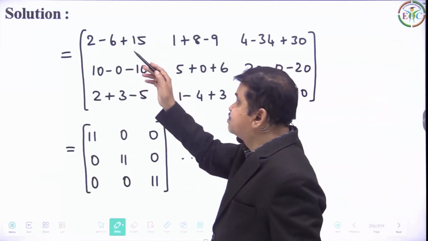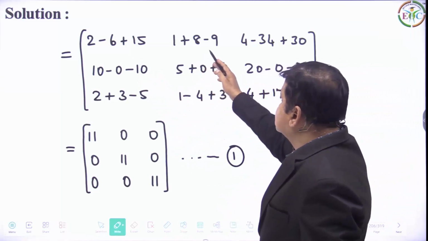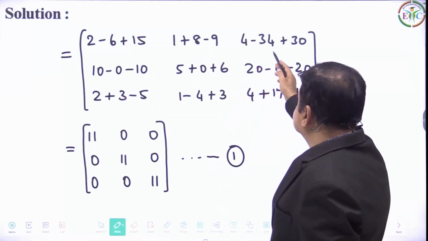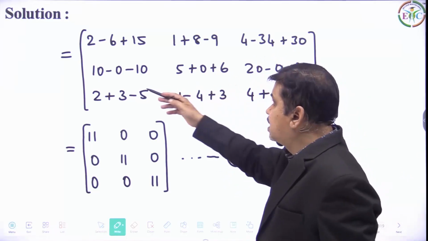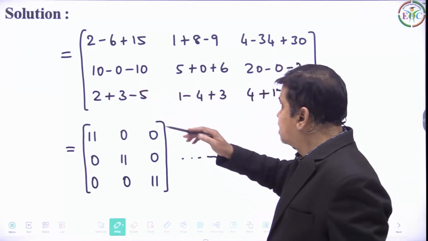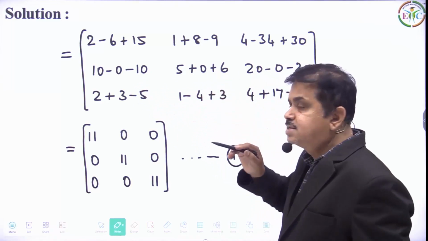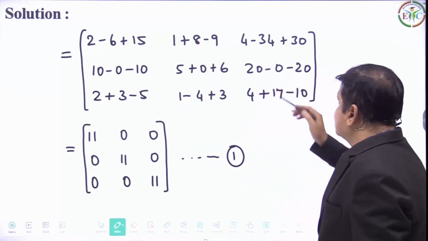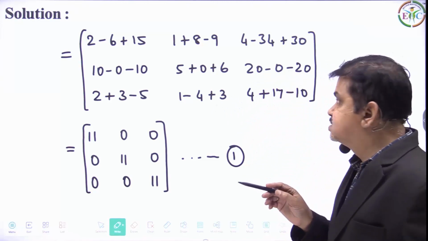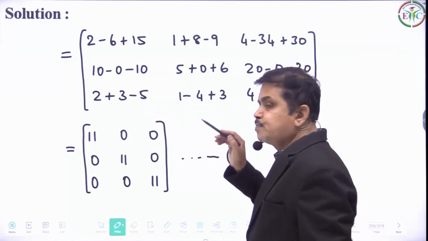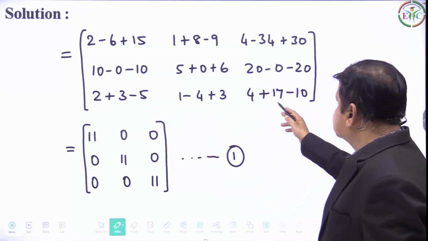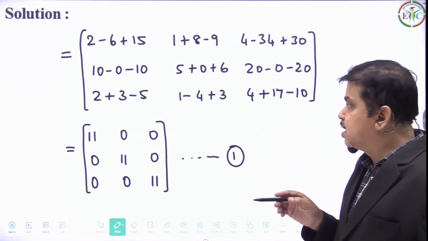2 minus 6 plus 15, 1 plus 8 minus 9 and 4 minus 34 plus 30 as the first row elements, and 10 minus 0 minus 10 and 5 plus 0 plus 6 and 20 minus 0 minus 20 as the second row elements, and 2 plus 3 minus 5 and 1 minus 4 plus 3 and 4 plus 17 minus 10 as the third row elements.